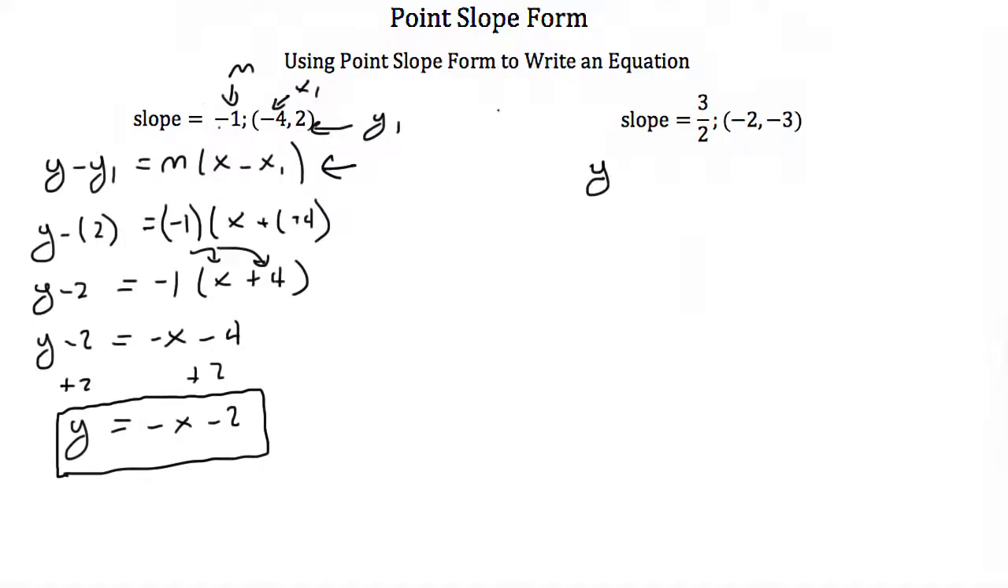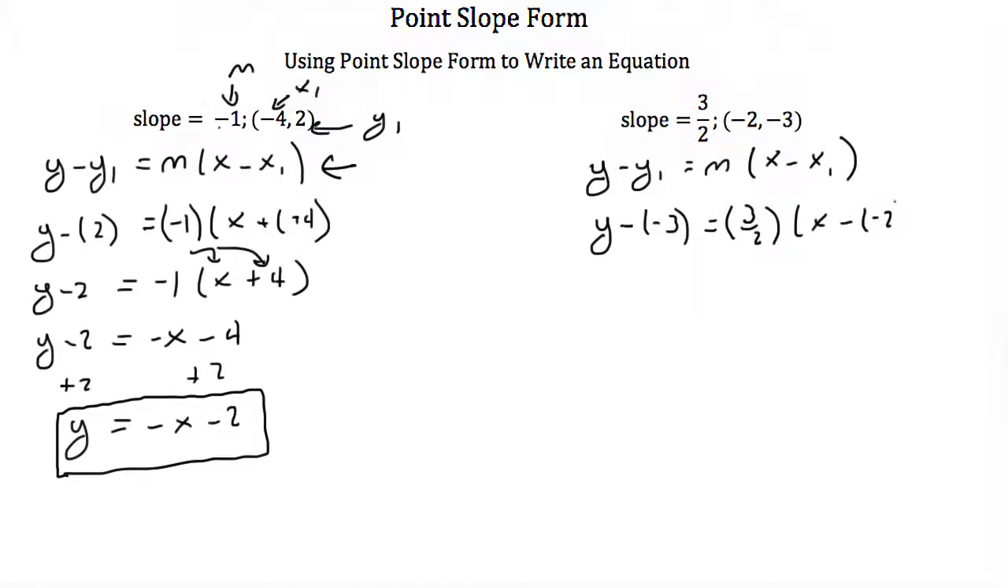Again, our equation for point-slope form is y minus y1 is equal to m times x minus x1. So if we plug in, we get y minus a negative 3 is equal to 3 halves times x minus a negative 2. So we get y plus 3 is equal to 3 halves times x plus 2. Again, I'm going to distribute the 3 halves in, so I'm going to get y plus 3 is equal to 3 halves x plus 3.